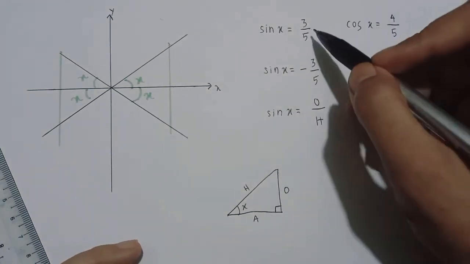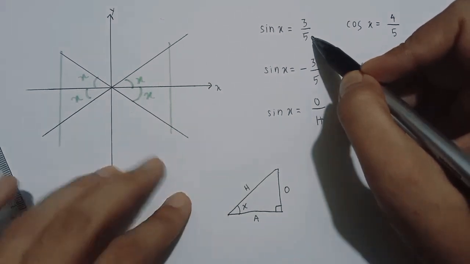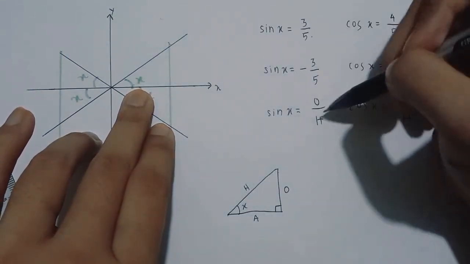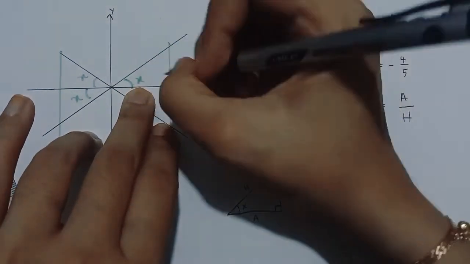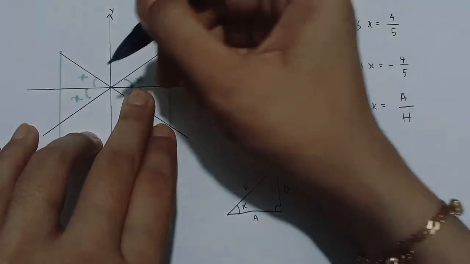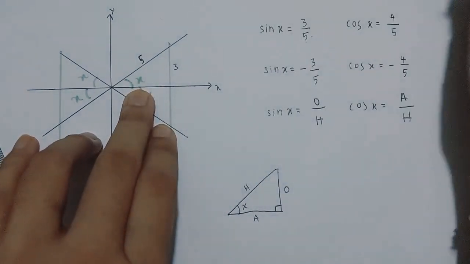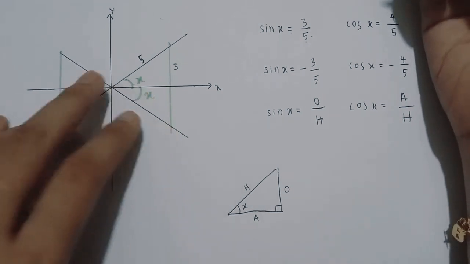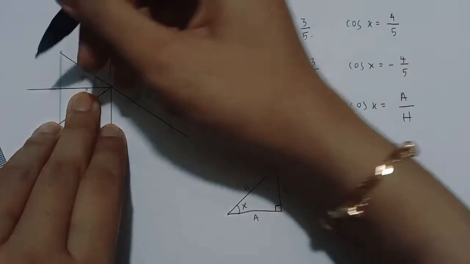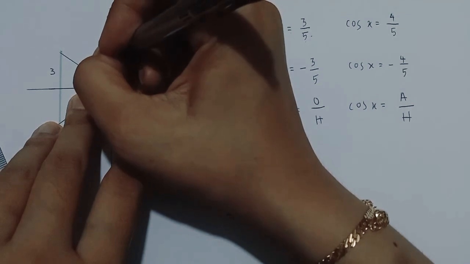Let's look here. Sin x is 3/5. Okay, 3/5. Sin x is opposite over hypotenuse. Opposite is 3, and the hypotenuse is 5. So it is all good for the first. The next is we look at this one. It is sin x, opposite is 3, and the hypotenuse is still 5.